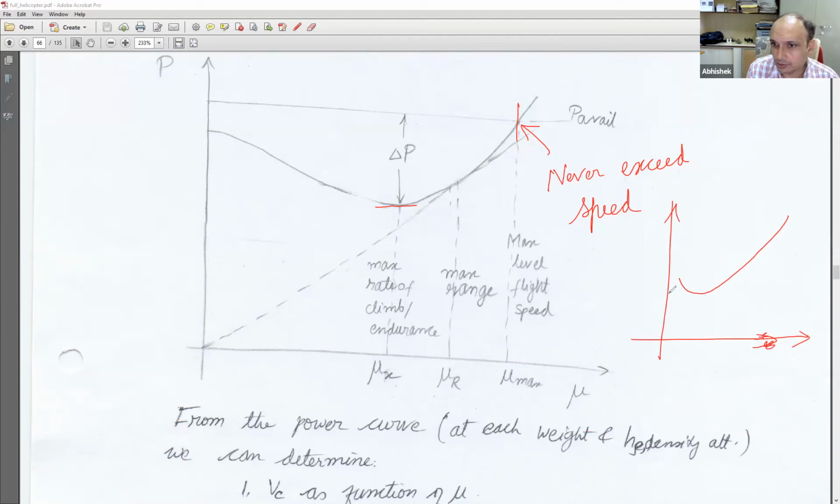And here also we do the same thing. We say, okay, look, this point has the minimum power, and therefore this velocity would be my velocity for best endurance, VBE, which I have denoted here with mu. So this is actually mu BE. I can call this mu BE, best endurance speed.